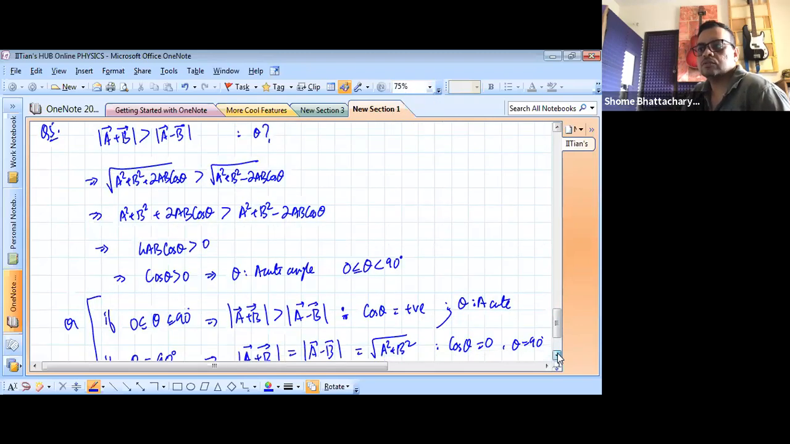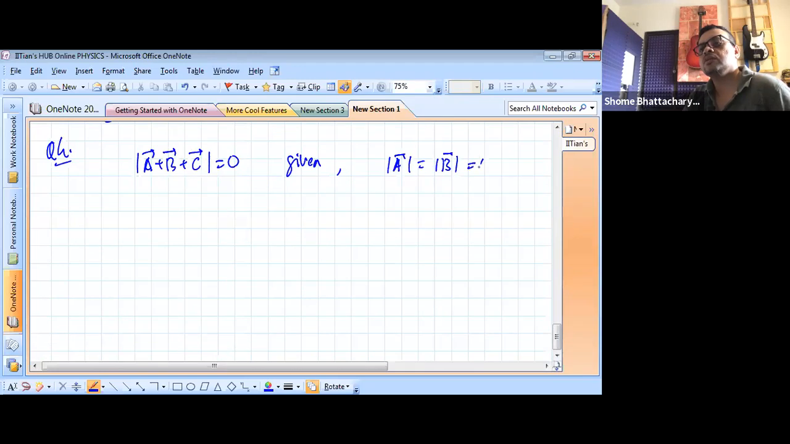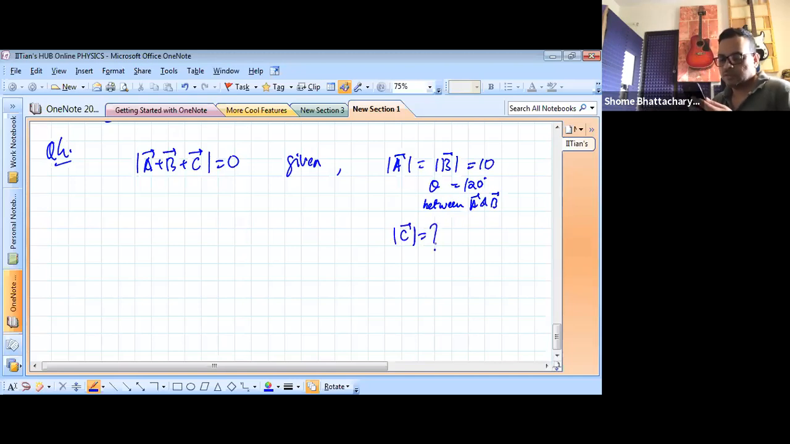Okay, so just to give you an idea of what to do in question 4, it's an easy question, so I'm not solving the whole thing. It is given to us that mod of a plus b plus c is 0. This is the given condition. Also given that mod a is equal to mod b is equal to 10, and theta between a and b is equal to 120 degrees. So from that we have to find mod c. How much is the magnitude of c? That's what we have to find out in the fourth question.